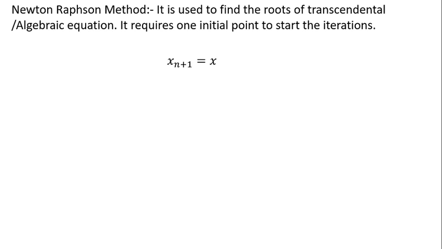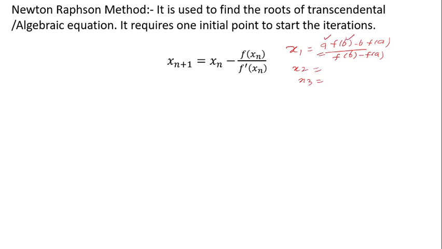So this is again one formula, that is xn plus 1 is equal to xn minus f of xn divided by f dash of xn. We know that in regula falsi method, our formula was this: x1 is equal to a into f of b minus b into f of a divided by f of b minus f of a. To find the solution, as we know that this is iterative x1, x2, x3, and we require a and b as two initial values, so that the root lies between these two.